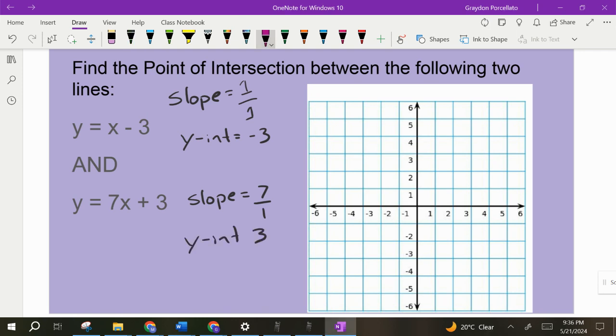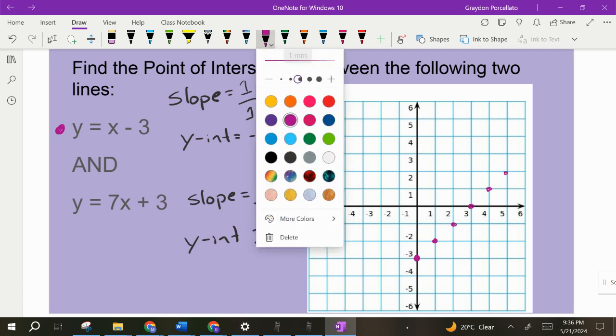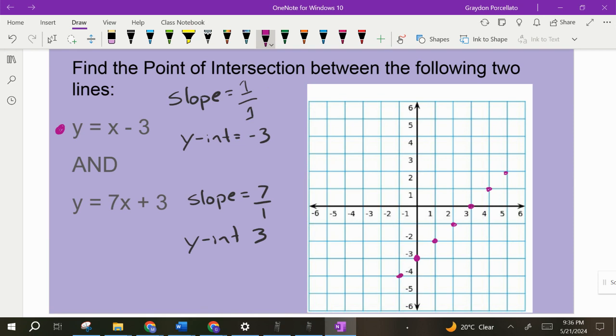So let's try and draw these. I can draw the first one in purple. So -3, and it's 1 over 1. So up 1 over 1, up 1 over 1, and so on, and down 1 over 1, down 1 over 1, down 1 over 1. We can sketch my line.